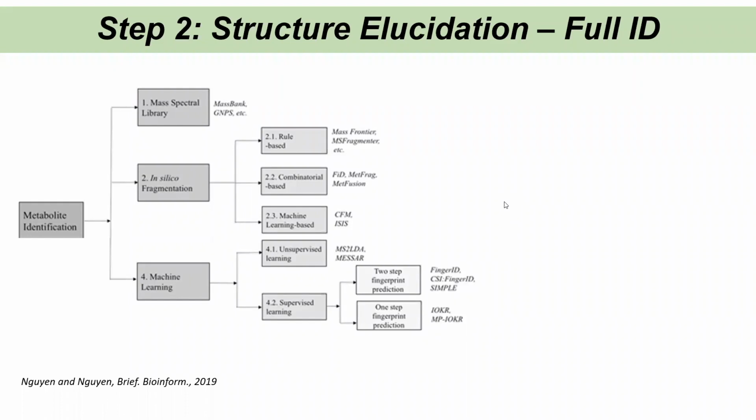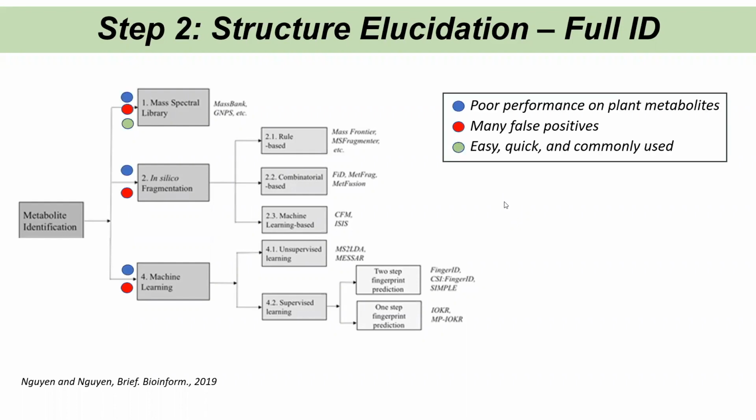I'm going to start with the bottleneck of structure elucidation. There is software that exists to take a fragmentation pattern and predict what metabolite gave rise to it. Unfortunately, for largely all of these, they don't typically have good performance on plant metabolites because they are not well trained to recognize plant metabolites, and so they can produce many false positives.